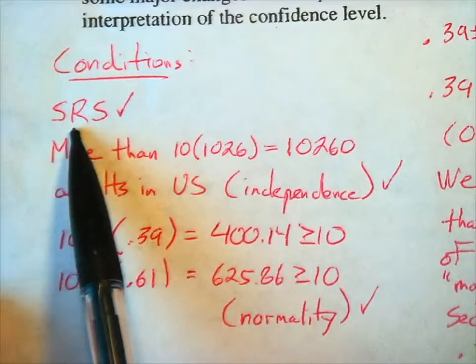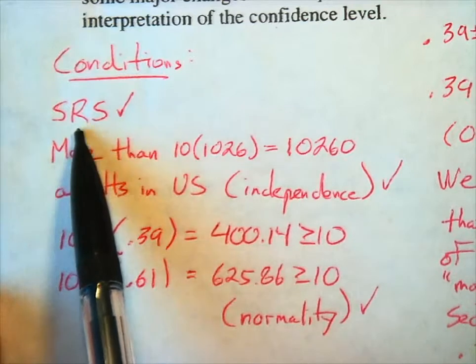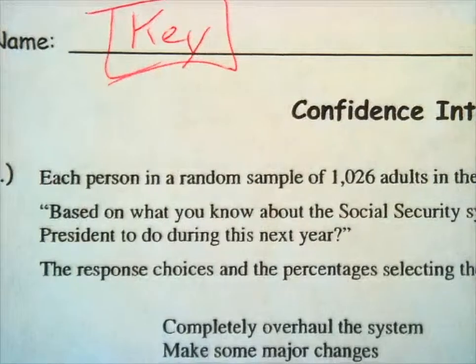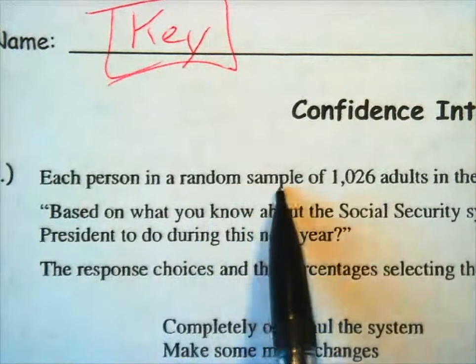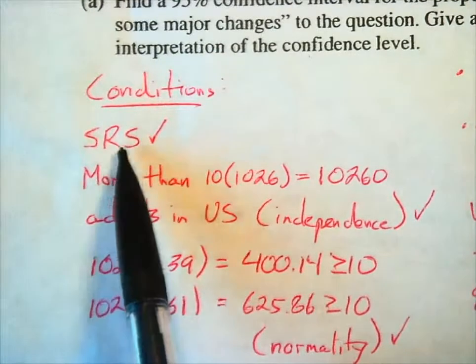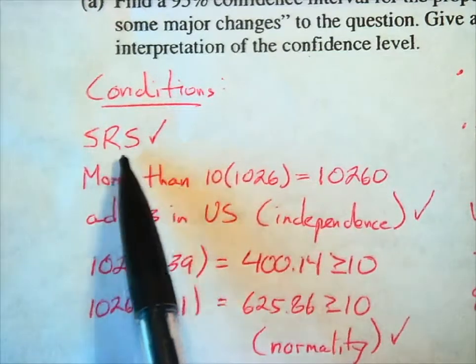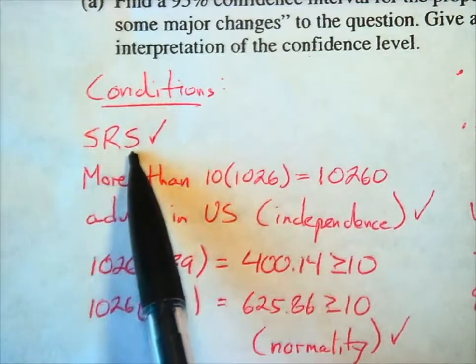So I wish now that I had written down random sample and put a check mark next to it. I don't know if it's specifically an SRS. In the question, it does say that we have a random sample, but I don't know what type of random sample. Maybe it was stratified. I'm not really sure. So what matters is that the sample is random. I should have put a check mark next to that. That would probably be a little better than SRS.